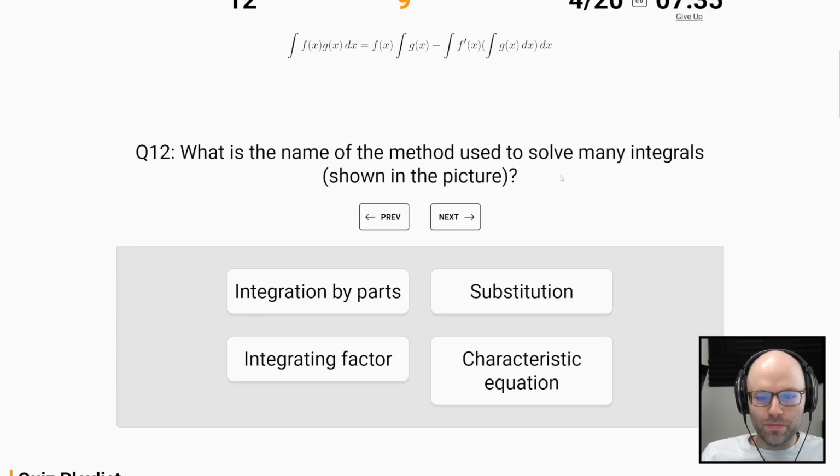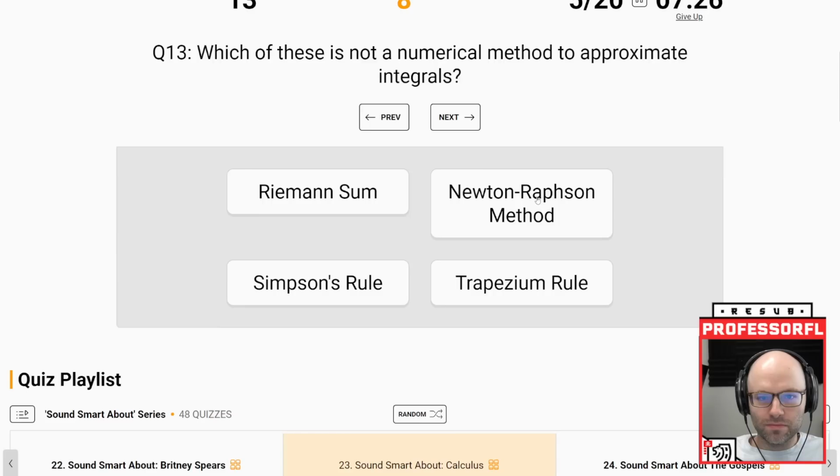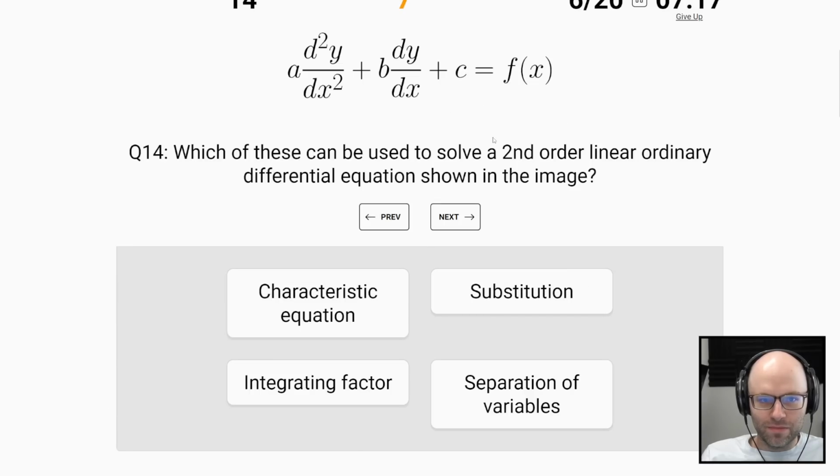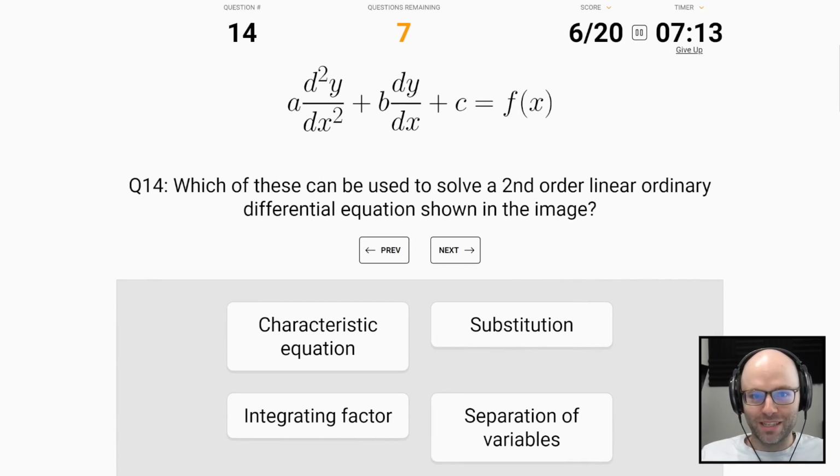What is the name of this method used to solve many integrals shown in this picture? This would be integration by parts, which is not a numerical method to approximate integrals. That would be the Newton-Raphson method. I mean, as long as we're going to say this elementary, then sure, I'll give you the question the respect it deserves.